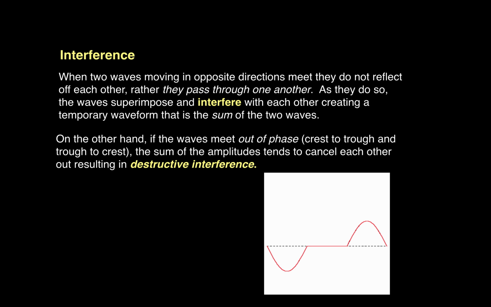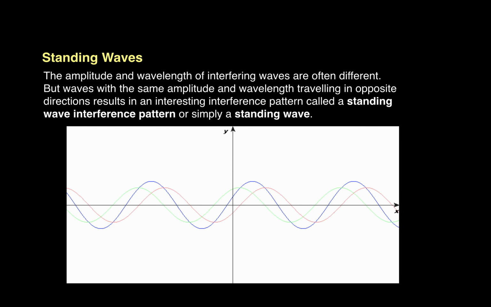On the other hand, if the waves meet out of phase, crest to trough, and trough to crest, the sum of the amplitudes tend to cancel each other out, resulting in destructive interference. Standing waves are a special case of interference. The amplitude and wavelength of interfering waves are often different, and that's when you see interesting patterns of constructive and destructive interference. But waves with the same amplitude and wavelength traveling in opposite directions result in an interesting interference pattern called a standing wave interference pattern, or simply a standing wave.